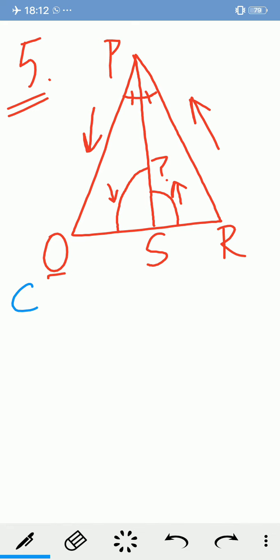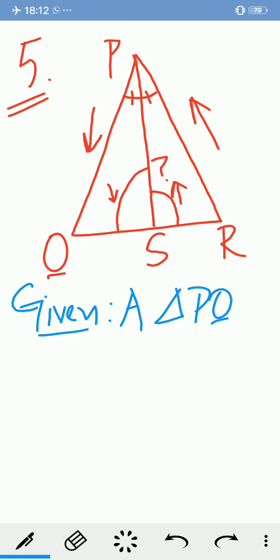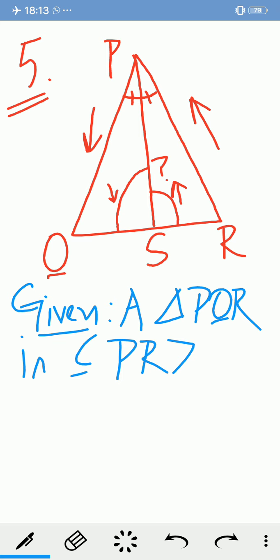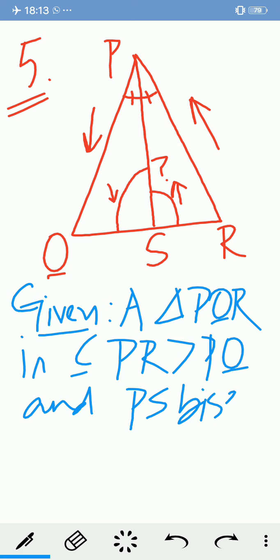Now you can write given. Let's write given. What is given? A triangle PQR in which PR is greater than PQ, and PS bisects angle QPR.